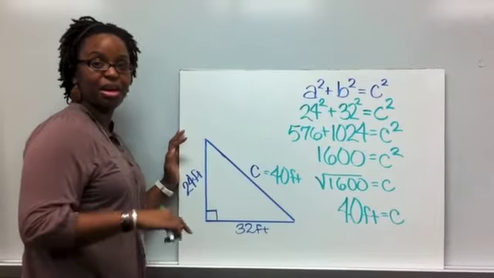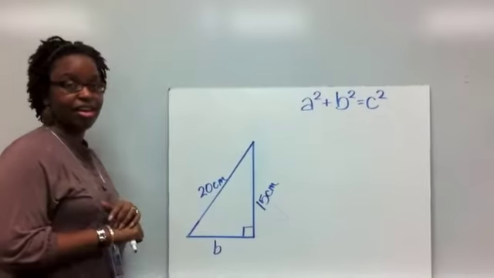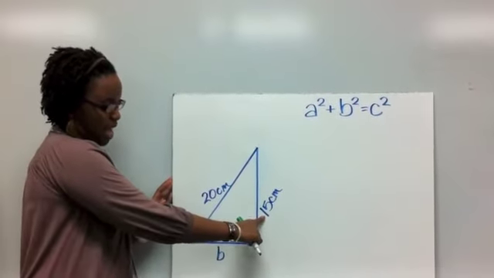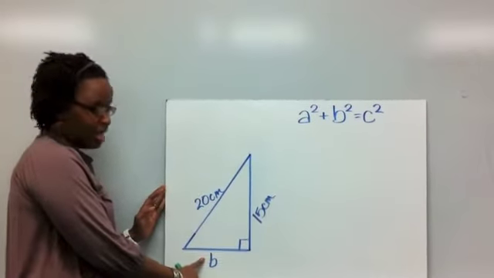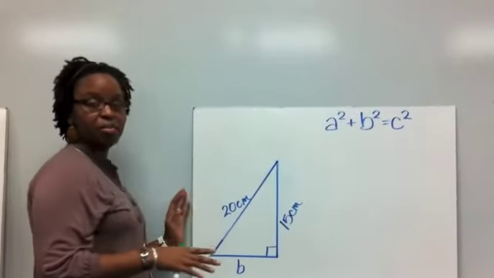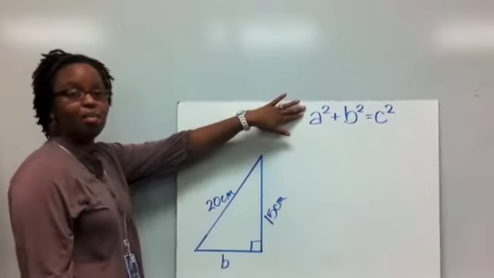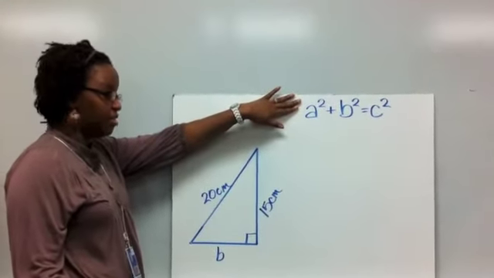Okay. Let's go ahead and try example 2 together. In our second example, we are given A, we don't have B, and we're given the hypotenuse. So we want to make sure we plug these numbers into the correct place in the formula. Make sure you start by writing down the formula for the Pythagorean Theorem.